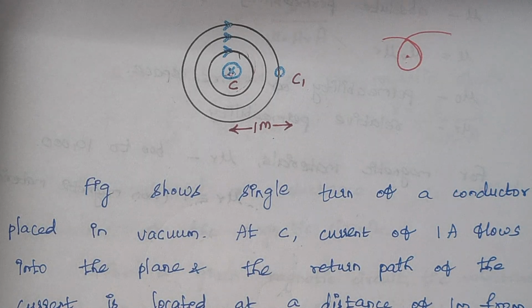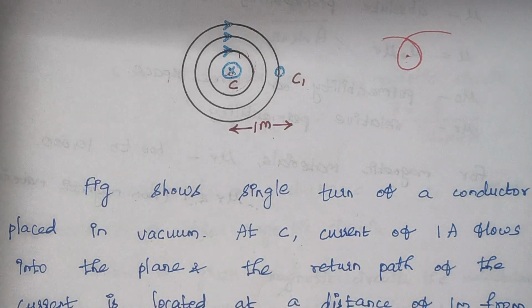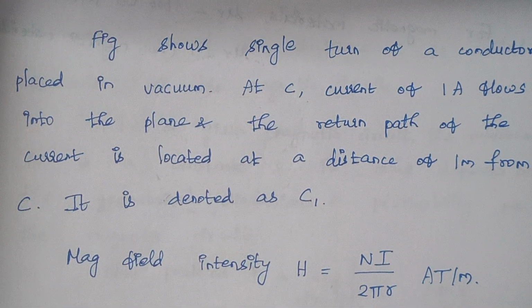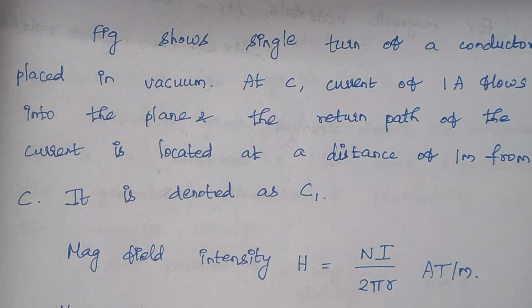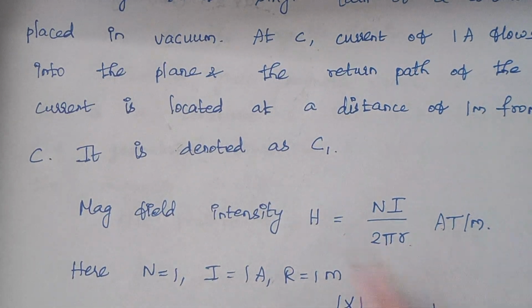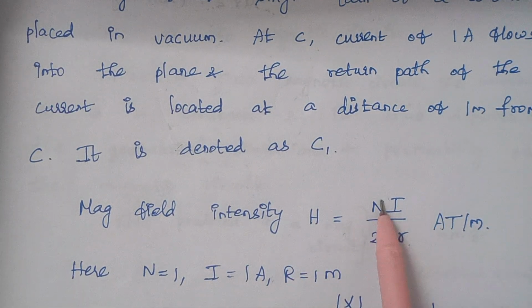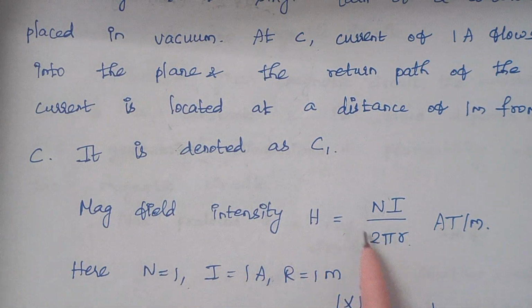So here the magnetic field intensity is given by the formula we just discussed. H is given by Ni by 2 pi r. Here again you see what the radius is. The value of the radius is 1, and what about the number of turns? Again, this is a single turn conductor, so N is equal to 1, and the current that flows is also equal to 1 amp.